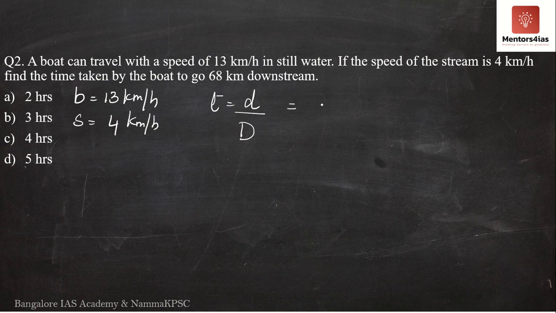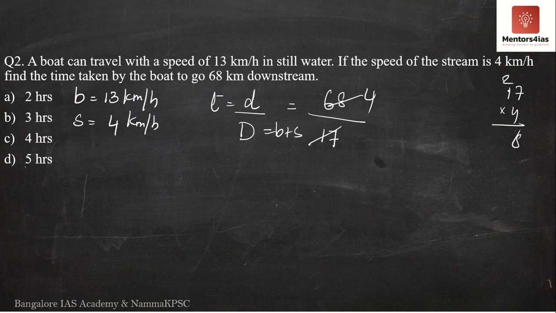Therefore, the time required is nothing but the distance, which is equal to 68 kilometers divided by B plus S. Downstream speed is B plus S, which is 13 plus 4, which is equal to 17. So we have time equal to 68 by 17. Now, even if you don't know the 17 tables, you know 7 fours are 28. So check for 17 times 4. 4 sevens are 28, 4 on the 4, 6. Here 17 fours are 68, therefore 4 times. Meaning what? Time is equal to 4 hours.